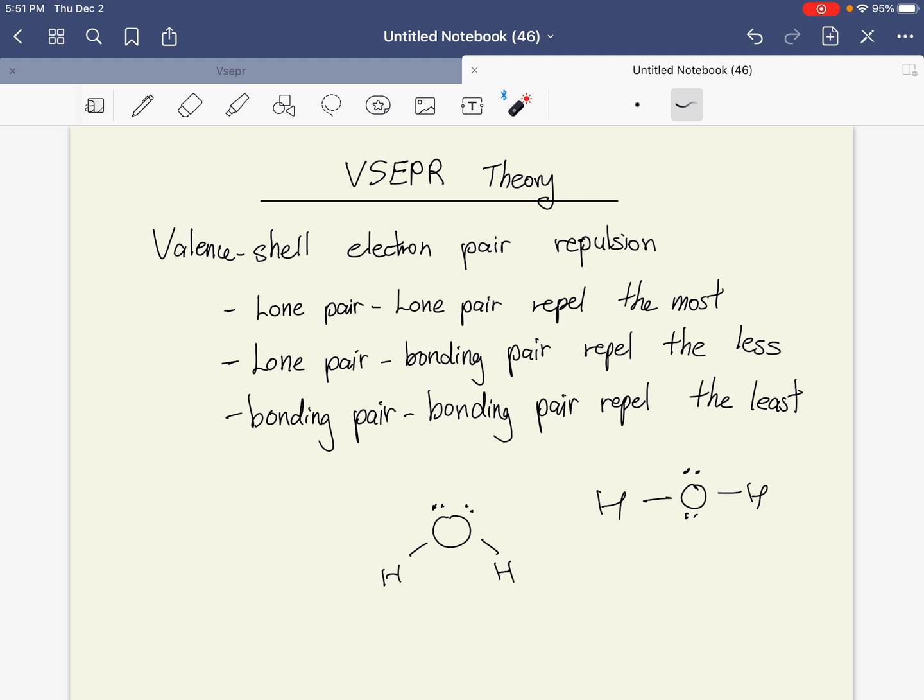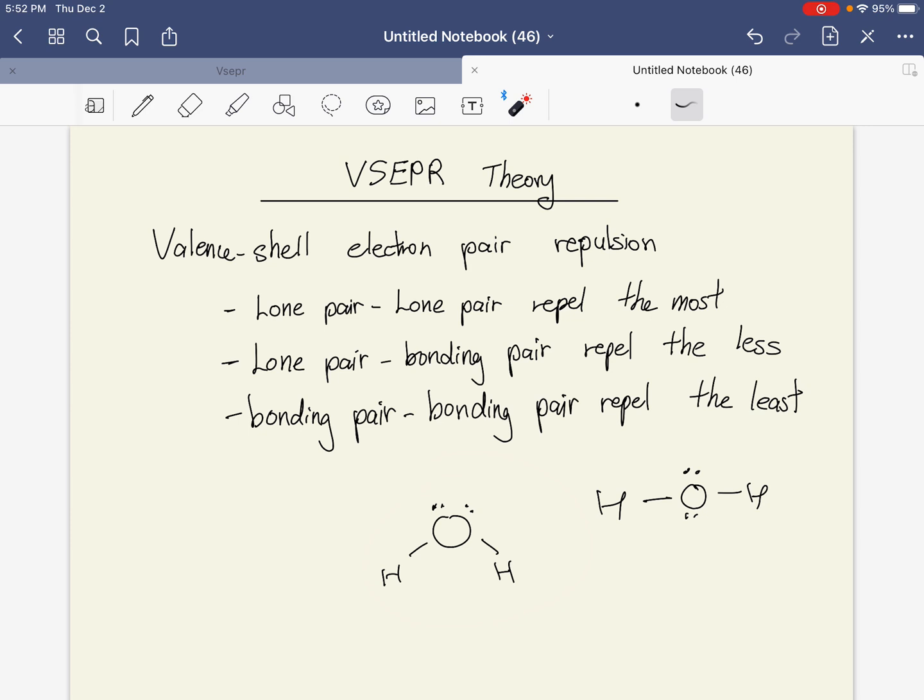The reason why we draw water like this most of the time is because these lone pairs are actually repelling each other as far as possible. Whereas these two bonding pairs are repelling, but repelling less, because there's more repulsion here than here, causing these two bonds to slightly bend. Hence, that's why we draw water like this.